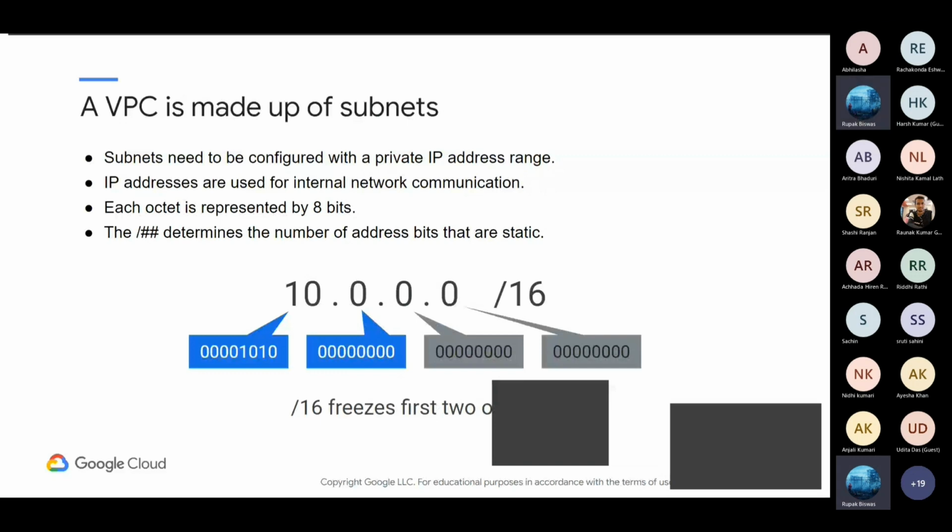This slash 16 determines the number of address bits that are static. So in this case, 16 bits are static. And if I have 5 devices connected, then those 5 devices have IPs like 10.0.0.1, then 10.0.0.2, 3, 4, etc.